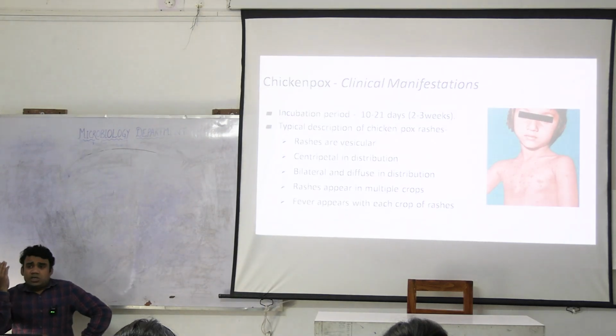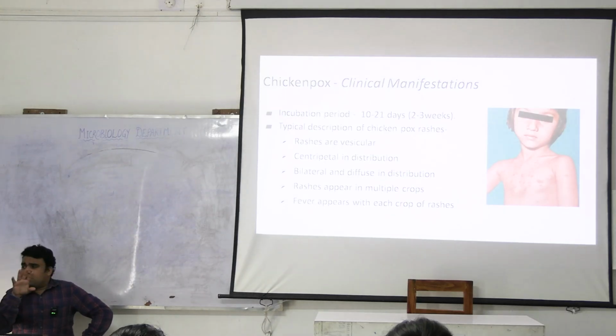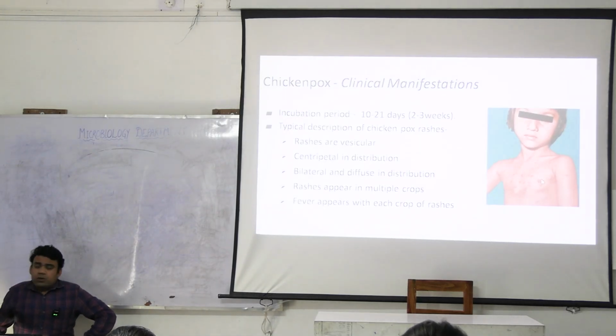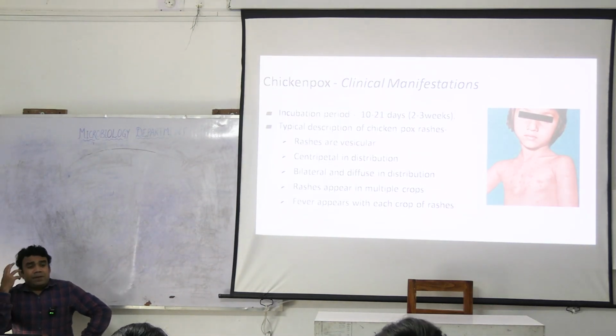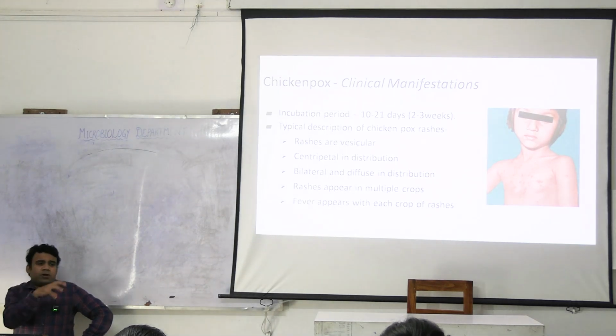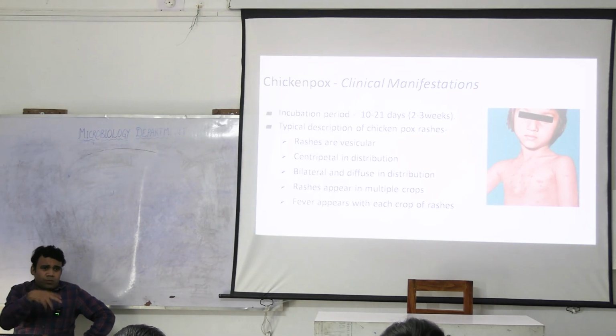Next, these lesions are polymorphic. That means if you examine the patient, for example over here, you can see one lesion which is almost healing, one lesion which is appearing very recently, and one lesion which appeared 1 or 2 days back. That means pleomorphic in appearance, at various stages. And they appear in crops. That means in some part of the body, multiple lesions will appear at one point of time.